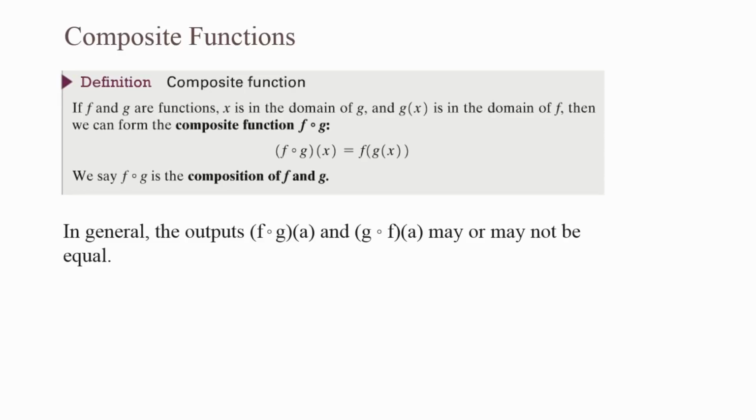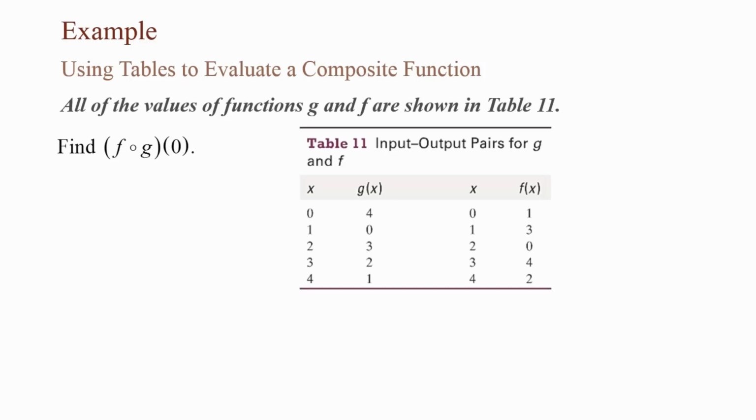In general, the outputs F of G of A and G of F of A may or may not be equal. In this example, we're going to be using tables to evaluate a composite function. All of the values of functions G and F are shown in Table 11. When x is 0, G of x is 4. When x is 1, G of x is 0. When x is 2, G of x is 3. When x is 3, G of x is 2. When x is 4, G of x is 1. For f of x, when x is 0, f of x is 1.